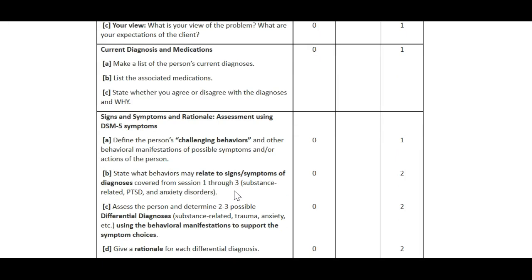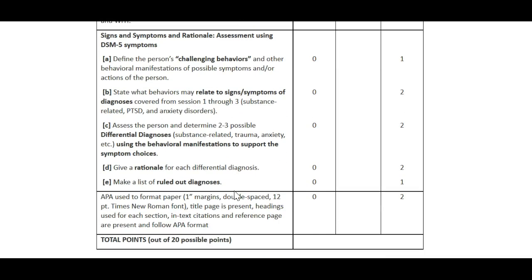And under current diagnosis, if you enter these, this can be in a list, it doesn't have to be in sentence form, though it can be. And under signs and symptoms, you really want to answer these questions thoroughly. A through E, right? So A, define the challenging behaviors, answer that thoroughly. B, state whether the signs and symptoms match and are related to underlying issues such as substance use disorder or PTSD. C, make sure that you really get clear about this and reach out to me if you have questions.